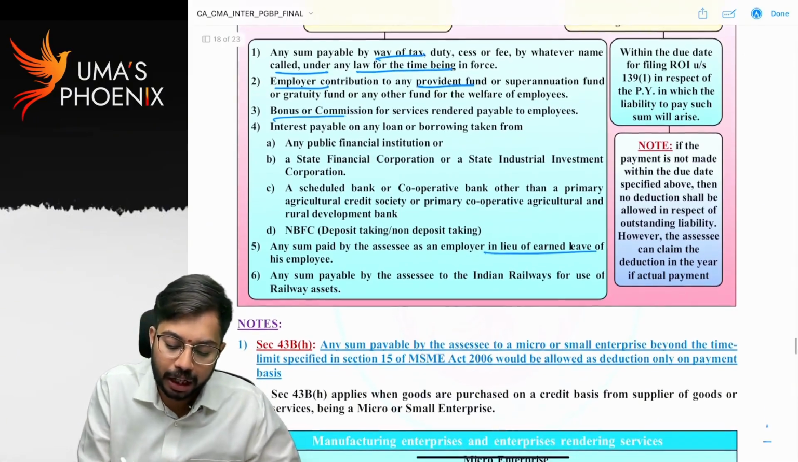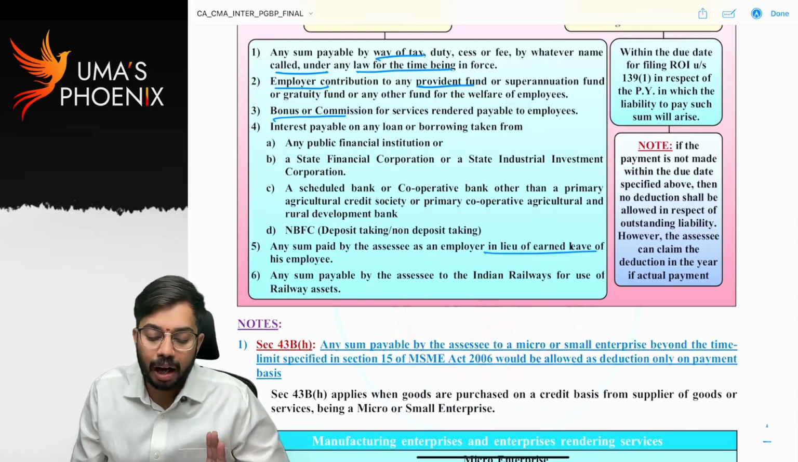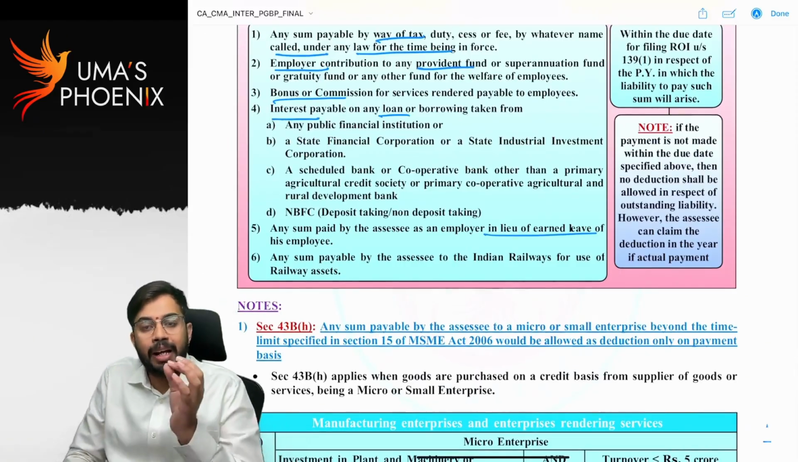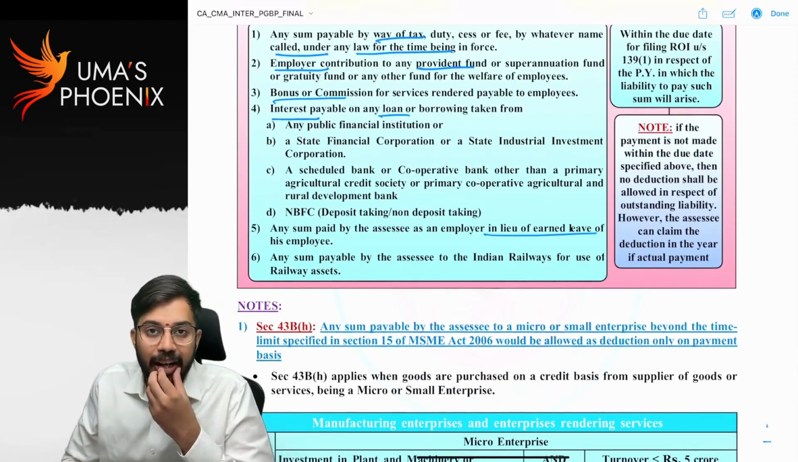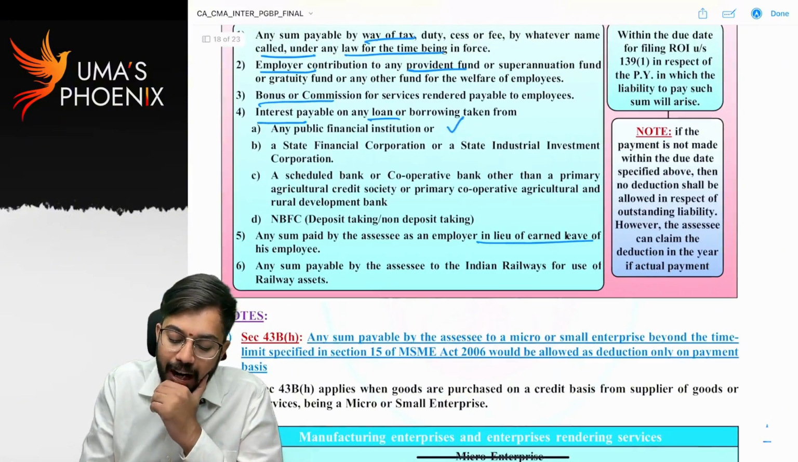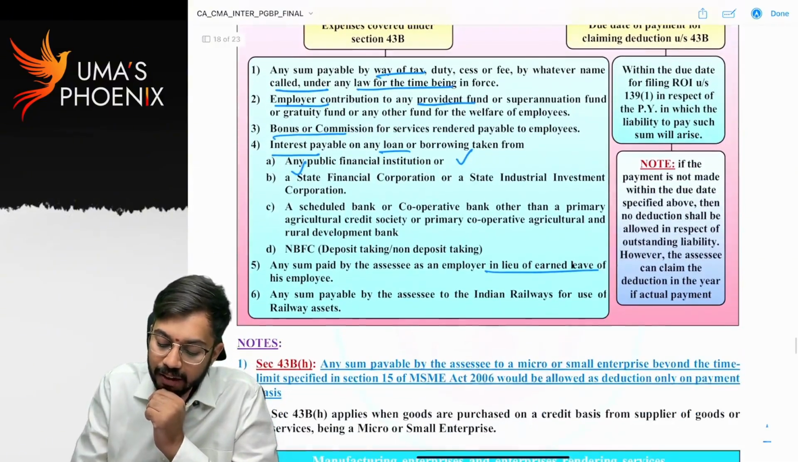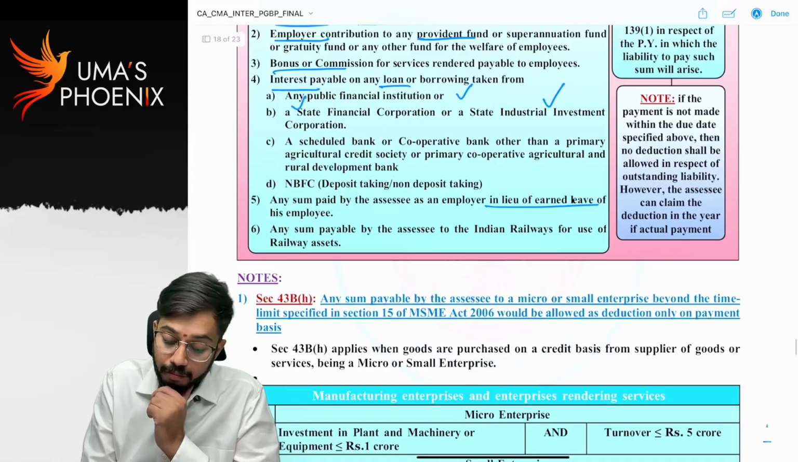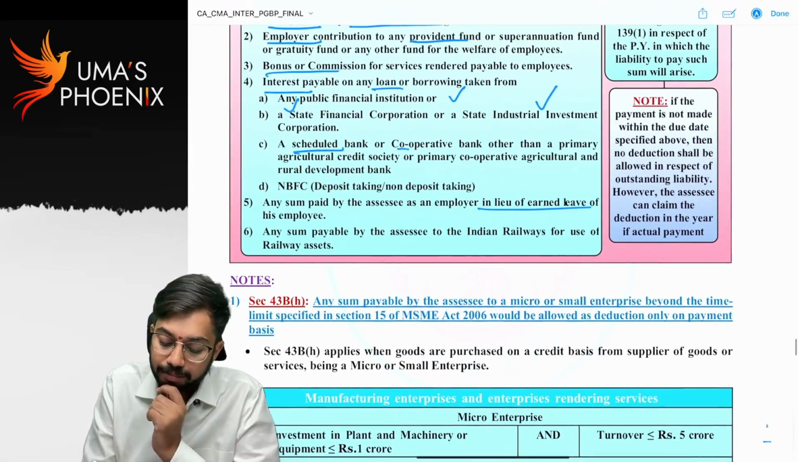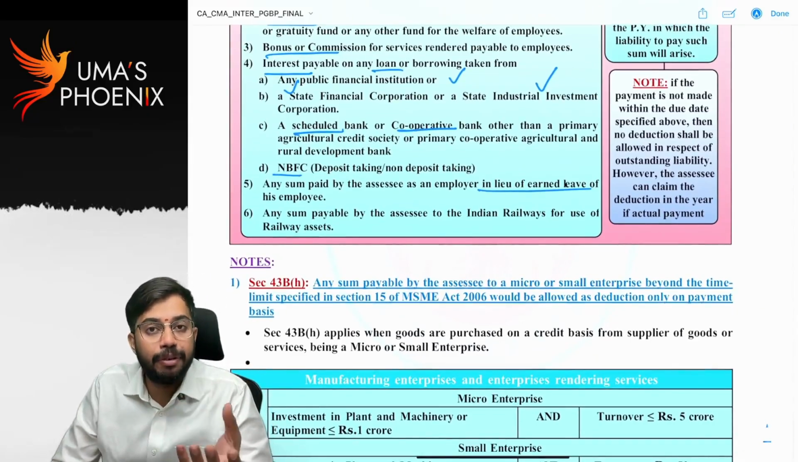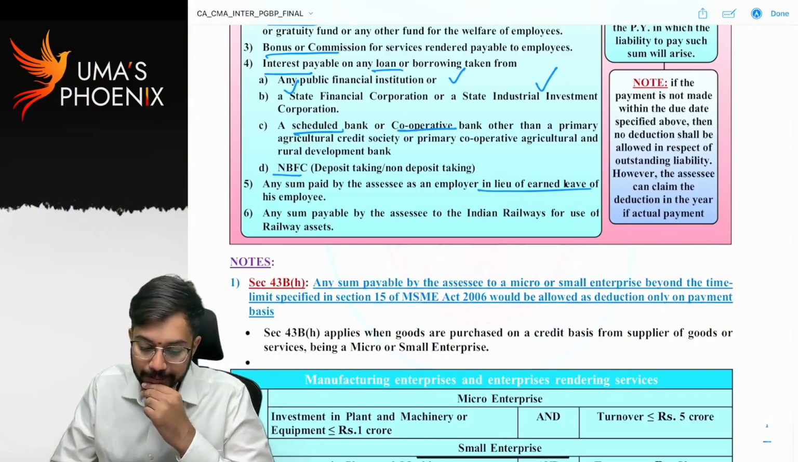Next, bonus or commission, that is also allowed as per provisions of 43B. Interest payable on loan. Whenever you take a loan, you are required to pay interest, right? So whenever you take a loan from a public financial institution, state financial corporation, state industrial investment corporation, scheduled bank, cooperative bank, or NBFC, on that loan you are required to pay interest. Such interest is allowed as deduction as per the provisions of 43B.